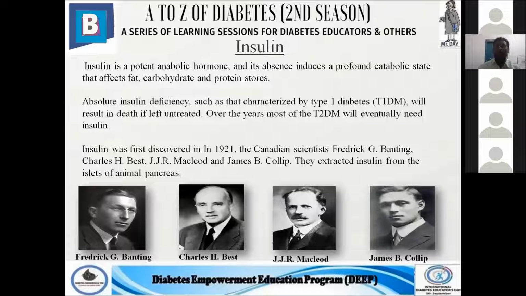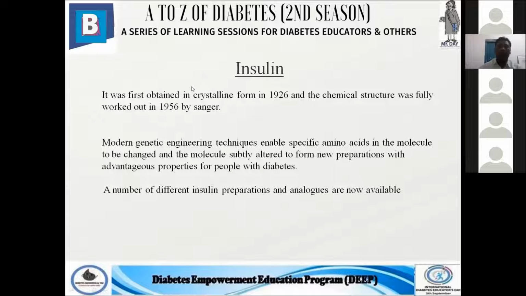Insulin was first discovered in 1921. The Canadian scientists Frederick G. Banting, Charles H. Best, J.J.R. MacLeod, and James B. Collip discovered this wonder molecule. They extracted insulin from the islets of animal pancreas. It was first obtained in a crystalline form in 1926, and the chemical structure was fully worked out in 1956 by Sanger.